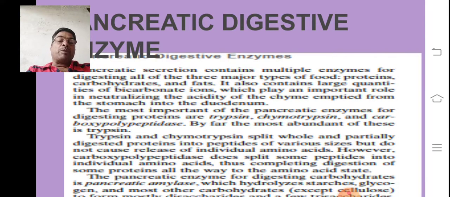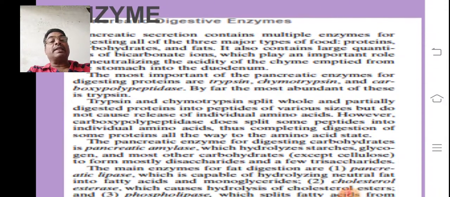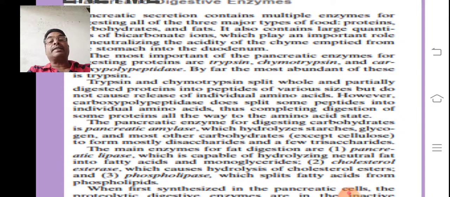However, carboxypeptidase does split some peptides into individual amino acids, thus completing digestion of some proteins all the way to the amino acid state. The pancreatic enzyme for digesting carbohydrates is pancreatic amylase, which hydrolyzes starches, glycogen, and other carbohydrates except cellulose to form mostly disaccharides and a few trisaccharides.